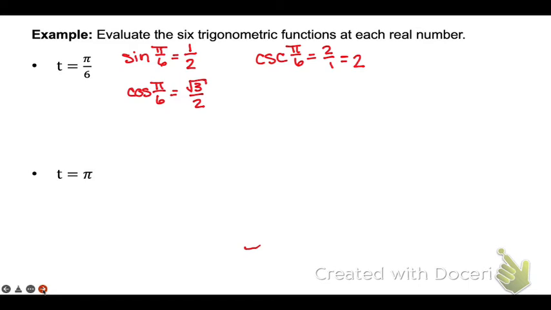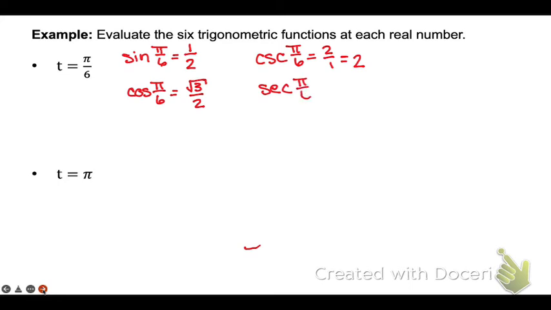So even if it was, instead of it being 1, what if it was 2? Then our hypotenuse would be 4. But when we reduced everything down, it would come down to 1, square root of 3, 2. Okay, so what function goes with cosine? Secant.